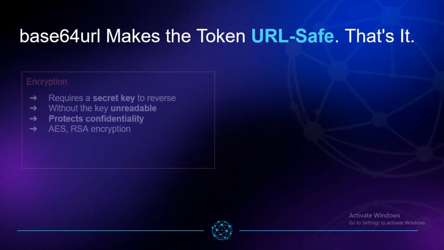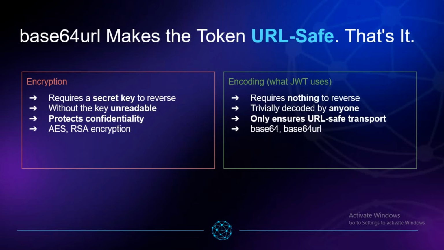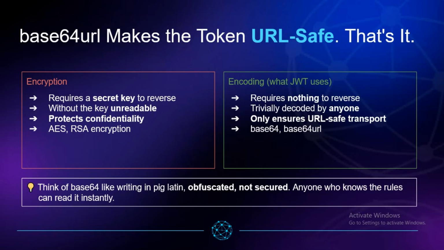Base64 URL encoding does one thing. It transforms binary data into a set of ASCII characters that are safe to put in an HTTP header or a URL. That's it. It's transport encoding. It's not confidentiality. It's not security. Think about it like writing in Pig Latin. If you write something in Pig Latin, anyone who knows the rules, which is everyone basically, can read it in 2 seconds. The message looks different. It's not protected. Encryption requires a key. Without the key, the data is unreadable. Base64 requires nothing. Any tool, any library, any engineer can decode it in one line.